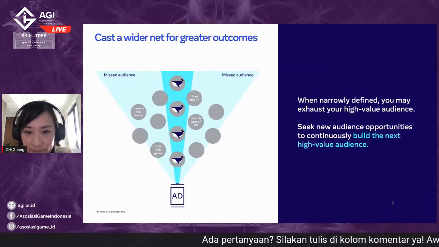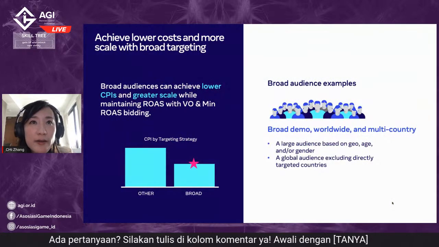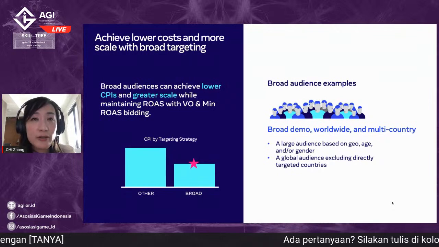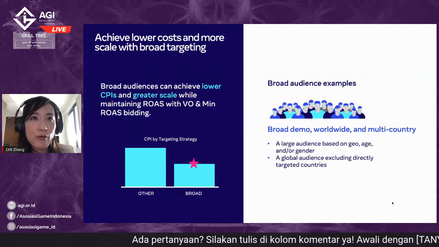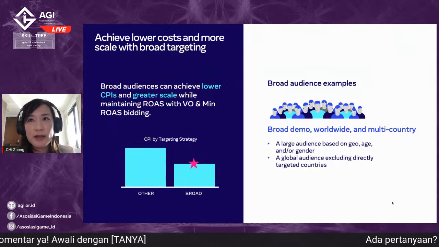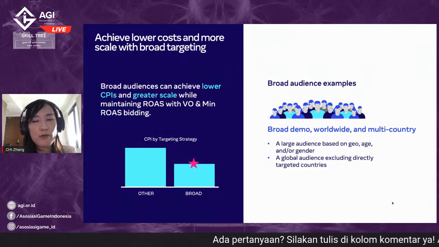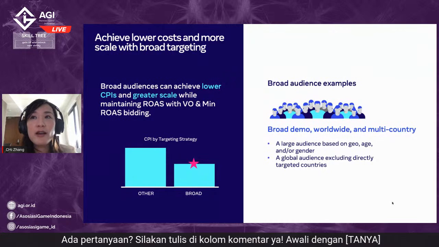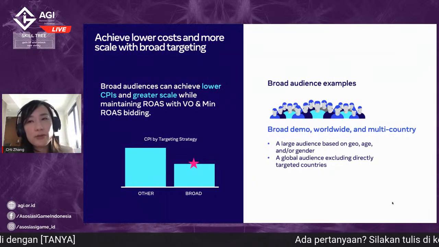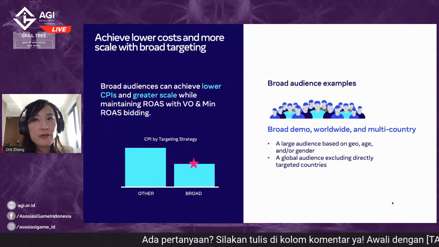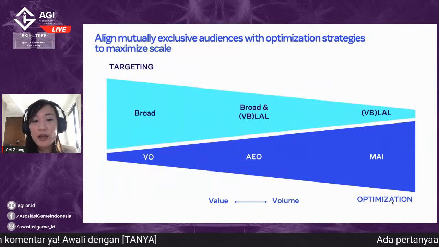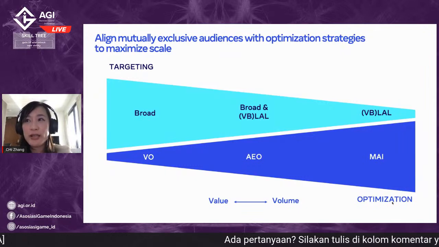So on the next slide, you can see that the broad audience targeting type has the potential to achieve lower CPIs and greater scale while maintaining ROAS with VO, or minimum ROAS bidding. So this definitely shows that you don't have to only choose one type of targeting. Instead, you should have a test and learn mindset to use the different targeting options and the different optimization options and test which one will work better for you. Sometimes a narrower targeting doesn't mean that you'll have a better outcome. So the key message here is that there are options available, but how we use them is really for us to test and learn.